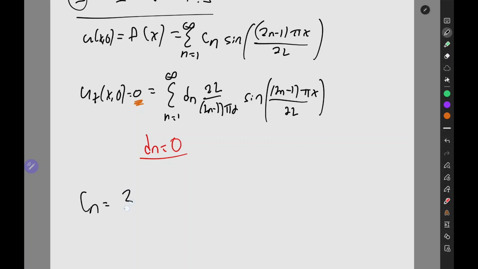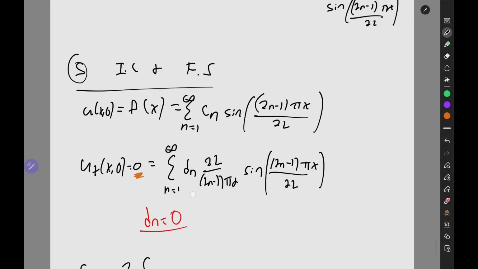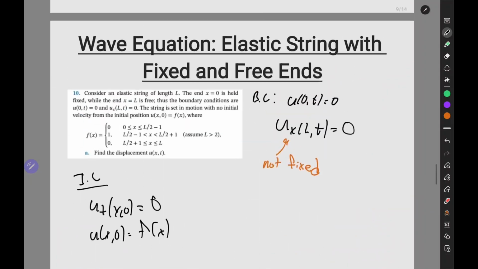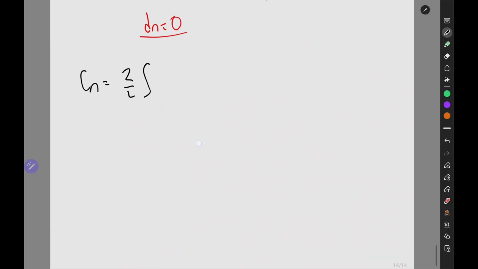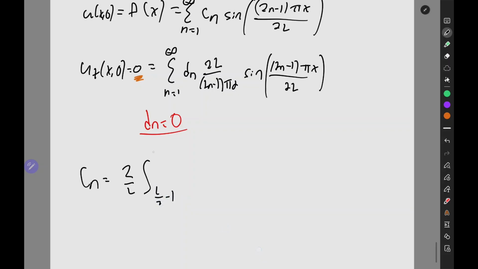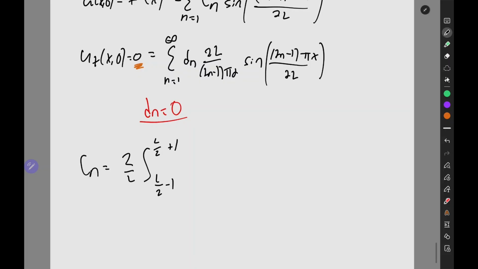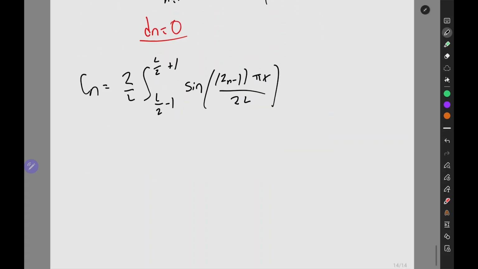c sub n is equal to 2 over L. Now, these are some weird bounds. L plus 2, L over 2 minus 1, plus 1 on the top. Okay. Yeah, this is going to be an interesting one. This is a rough integral. Only if you're good at trig is it easy, I would say.